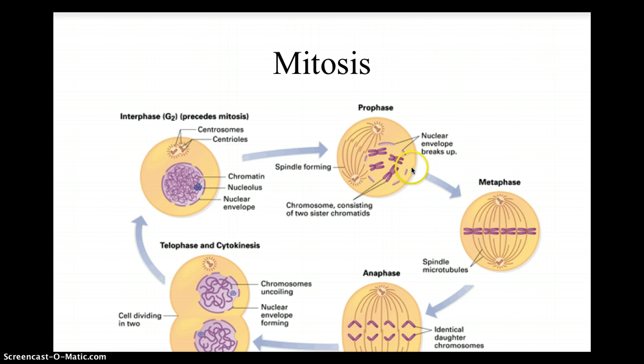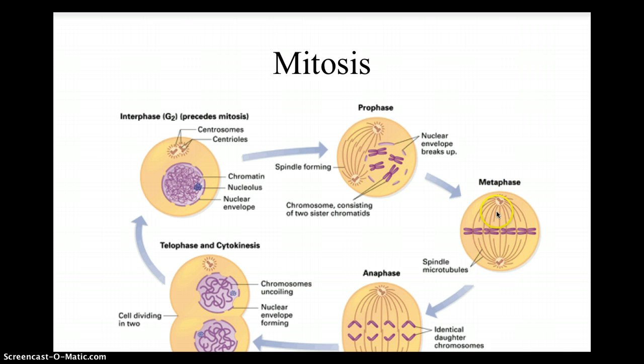How that actually works. But for today, you just need to know that they actually supercoil and go from this long, stringy looking stuff down into a tight chromosome, which looks more like a line. And then we have the nuclear envelope, which protects the DNA, breaking apart so that you can move the DNA around the cell. The second stage of mitosis is called metaphase.